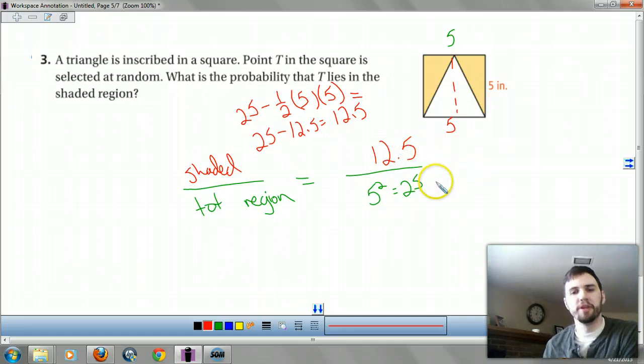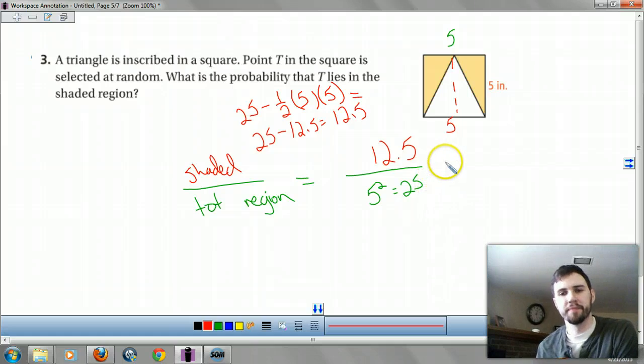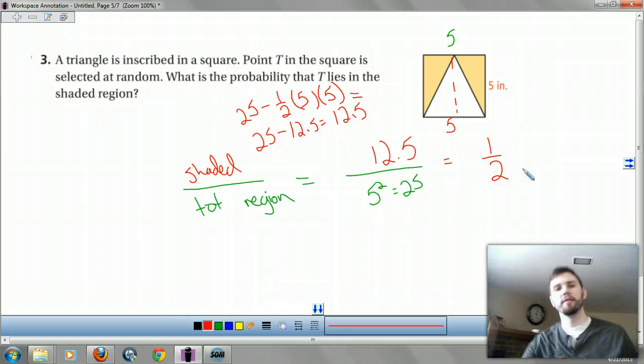So I get my shaded region over my total area. I divide them out, get 1/2, 0.5 or 50% chance I drop it into the shaded region.